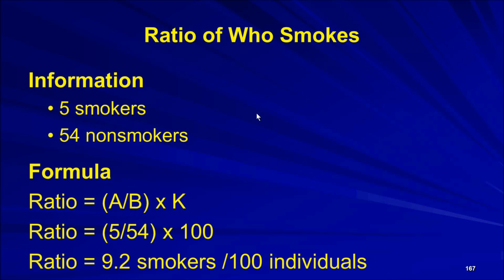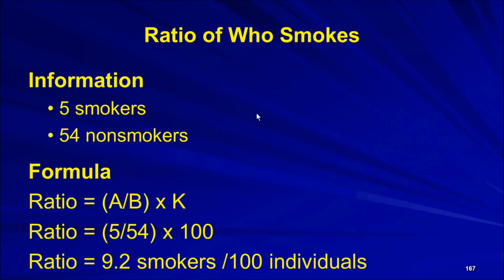So the ratio of smokers to non-smokers is 9.2 smokers per 100 individuals. And so this gives us pretty good clarity about smokers in relationship to non-smokers. So 9.2 smokers per 100 individuals.